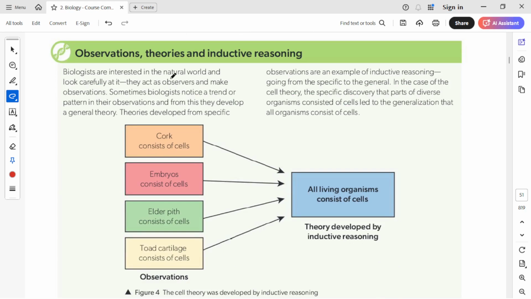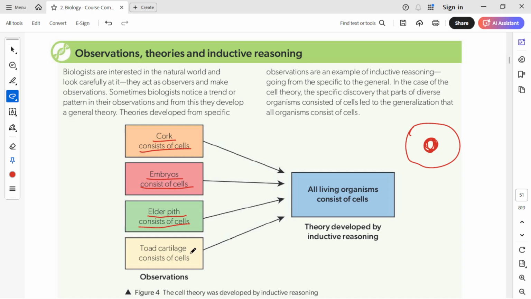Biologists are interested in the natural world and look carefully at it. They tried to see all kinds of cells, taken from different sources. Like cork, which is taken from a plant, also consists of cells. Embryos, which make a whole new plant or another organism, are also made up of cells. Elder pith is present in the center of the stem. Suppose this is a tree and this is the trunk. If we cut the trunk like this, the center part will have the pith. So this elder pith is also made up of cells.